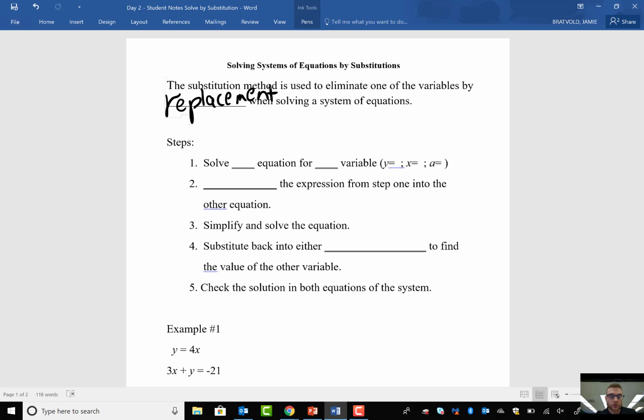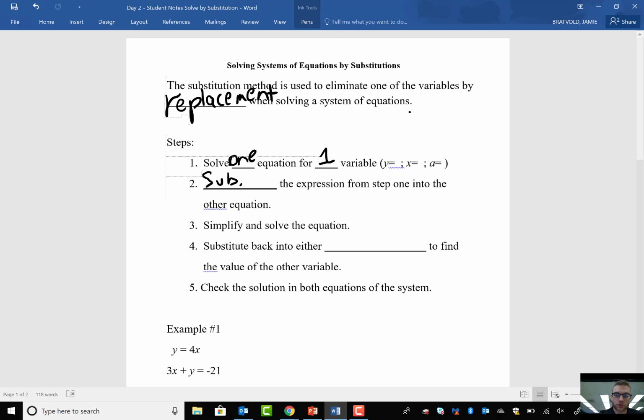When we do this, we're going to have a couple of steps. The first one is to solve one equation for one variable. What that looks like is y equals 5x plus 10, or x equals 2y plus 1, or whatever the case may be. We just have a variable completely by itself. The second step is to substitute the expression from step one into the other equation.